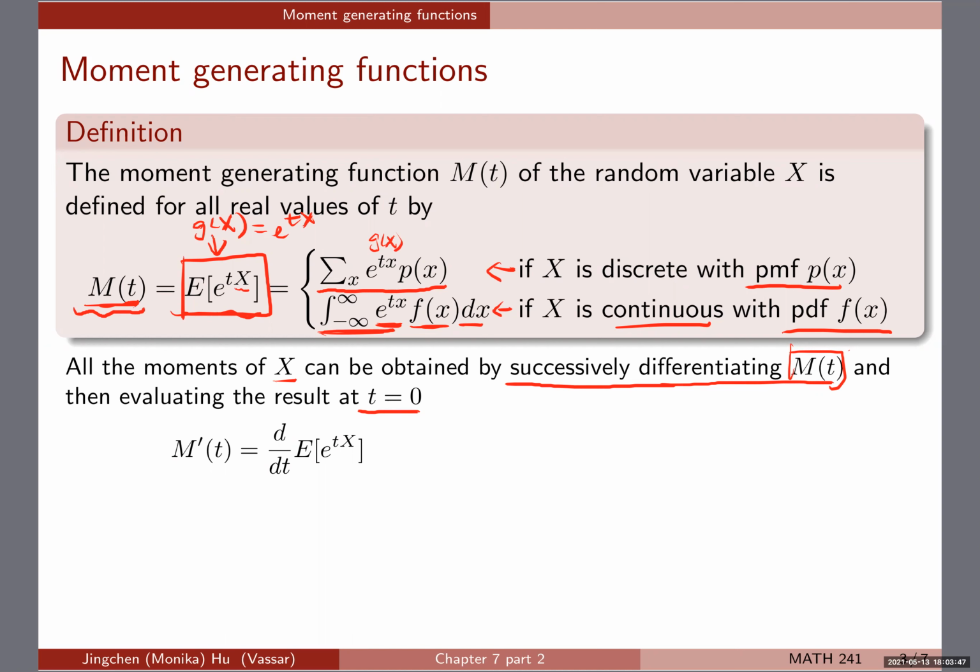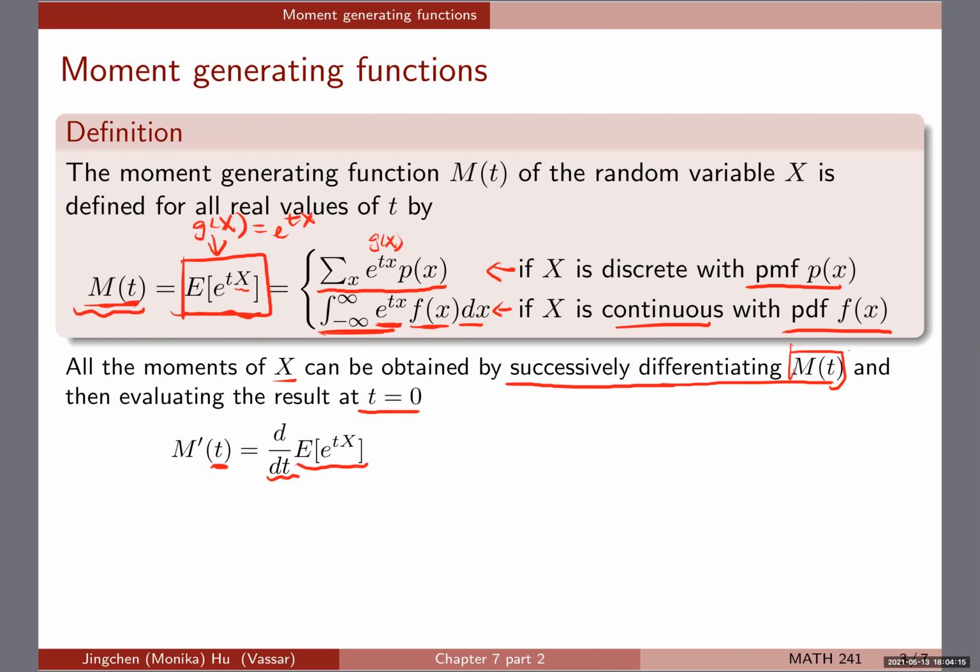So like I said, we are going to get the moments by successively differentiating M(t) with respect to t. Let's first take the first order derivative, which is the derivative of the expectation of e to the tX with respect to t. Don't forget, t is the only variable in terms of M(t) over here. So when we're taking the first order derivative, it is with respect to t.